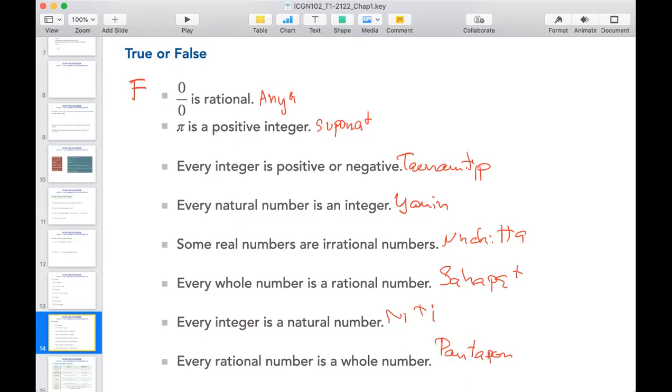Next, Supanat. Is pi a positive integer? True, right? Why is that?